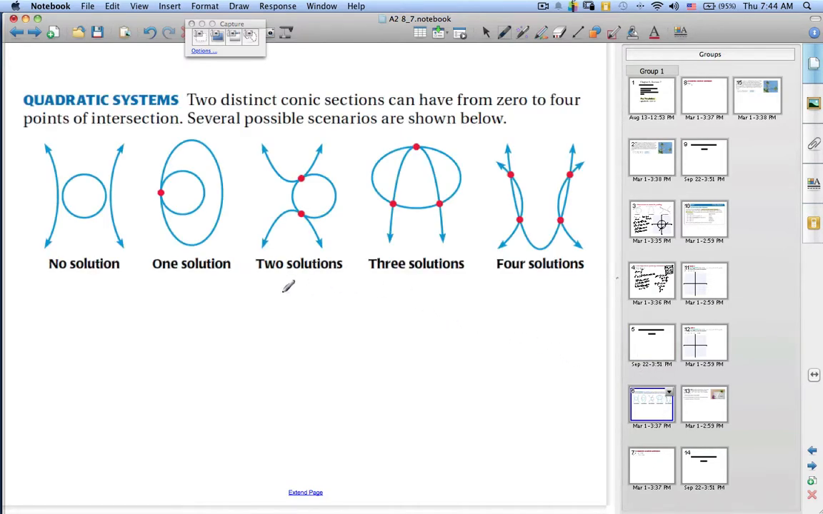So when you look at what we just went through, I probably had a situation like this one in terms of the 3 solutions. These are the different possibilities when you start getting a couple of different quadratic functions interacting. So you could have no solution with no intersection point. You could have 1, 2, 3, 4 different solutions.